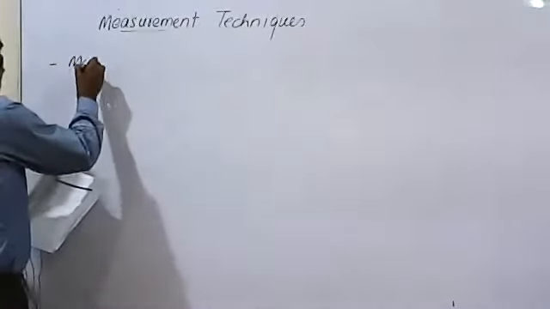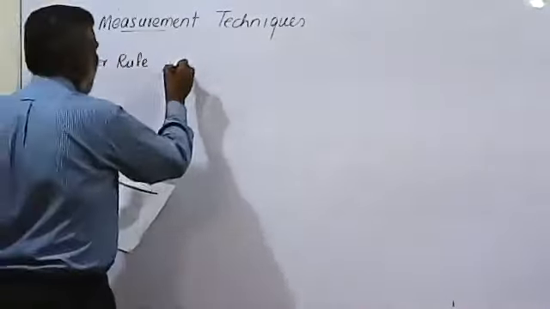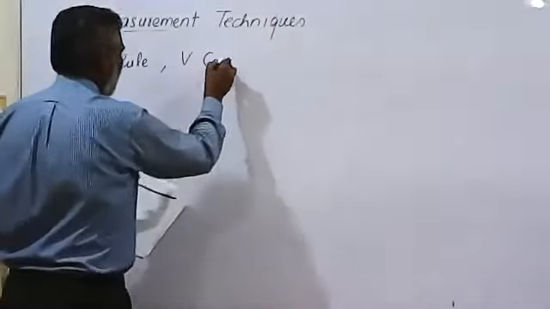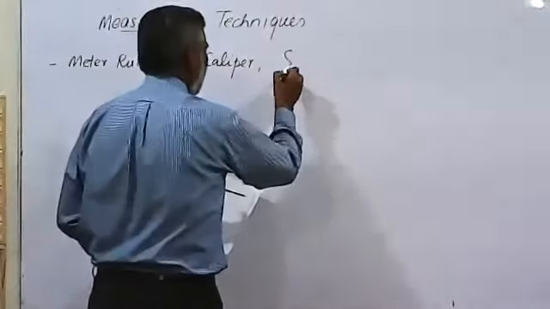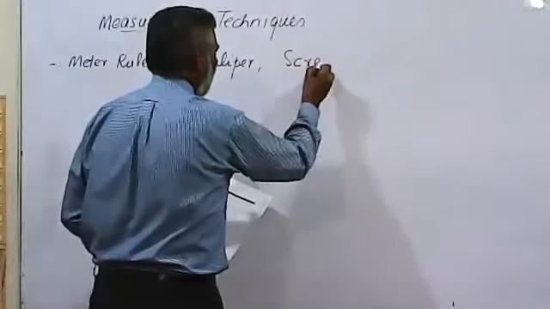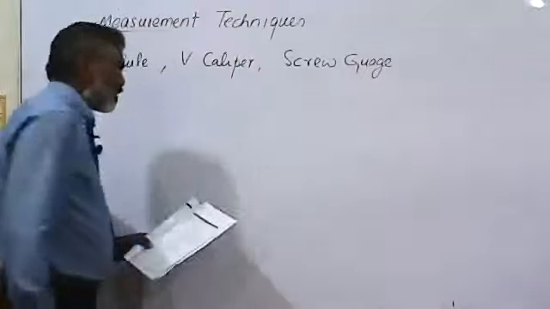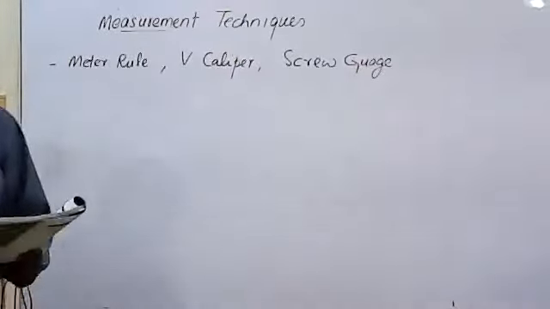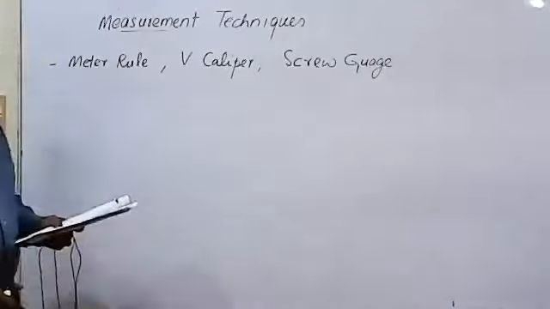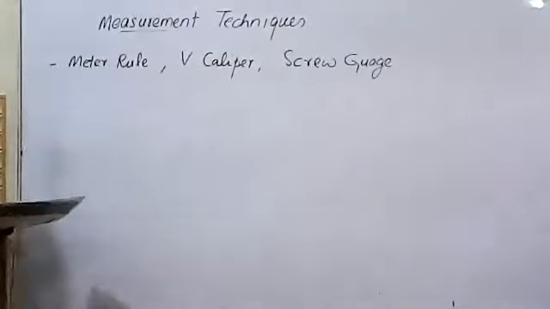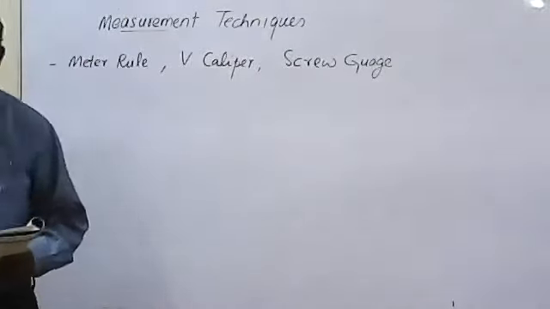meter rule, Vernier caliper, and micrometer screw gauge. Some students prefer to read it as gauge. I found it easier to say gauge. So screw gauge, Vernier caliper, and meter rule are three instruments used for measuring lengths.